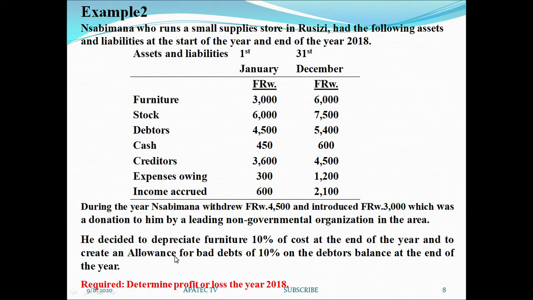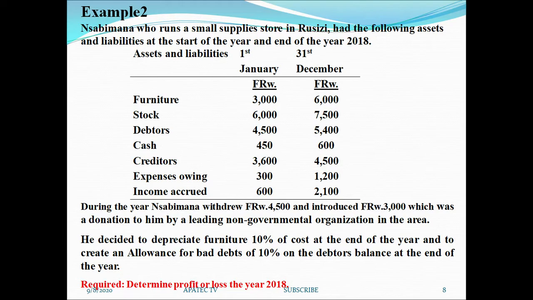During the year, Nsabimana withdrew 4,500 and introduced 3,000, which was a donation to him by a non-government organization in the area. He decided to depreciate furniture at 10% of the cost at the end of the year and create an allowance for bad debt of 10% on the debtors balance at the end of the year. What you are required to do is determine the profit or loss for the year 2018.